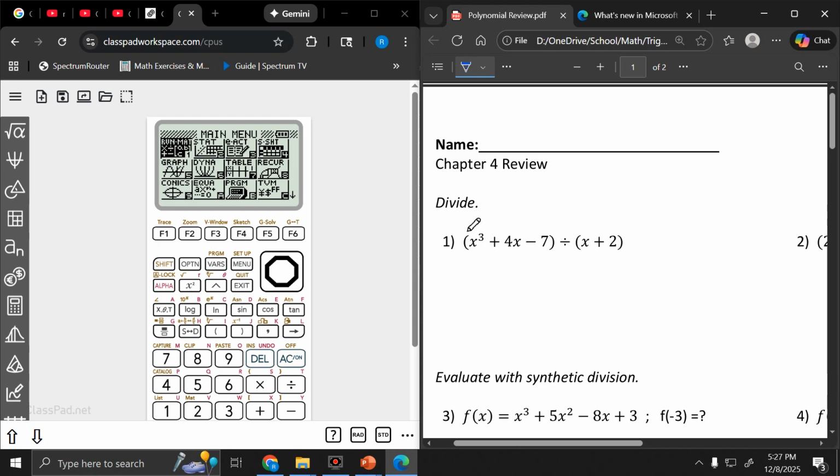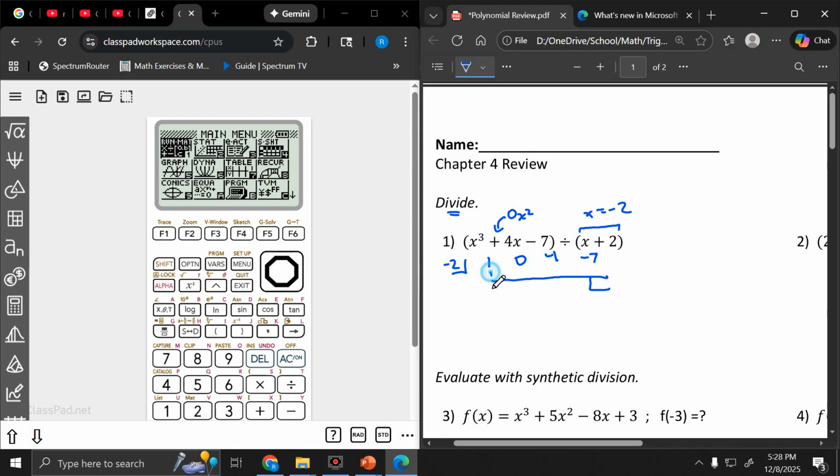All right, we are doing synthetic division, so notice the key instruction here is to divide. So I'm going to take this and say x equals -2, solving that for 0, and I put in -2 as my synthetic division. I see here x cubed, then should be 0x squared, then 4, then -7. So I have 1, 0, 4, -7, and right down here is our remainder.